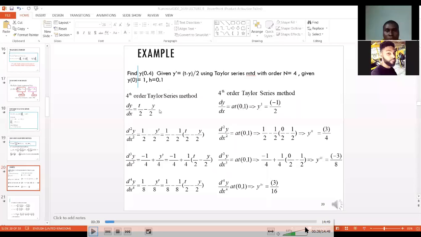I was saying the difference in this technique is you'll be given the order of expansion, which is n. Here we've been given n equals 4. It means you have to find the derivative to the fourth order, or the fourth derivative.